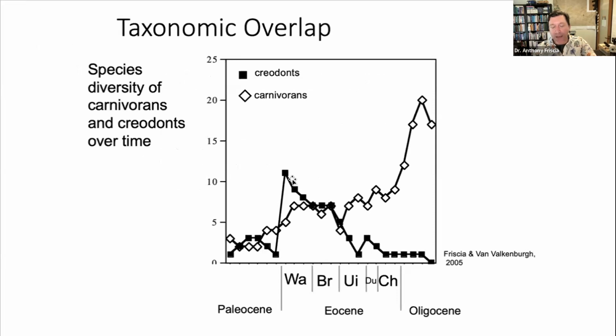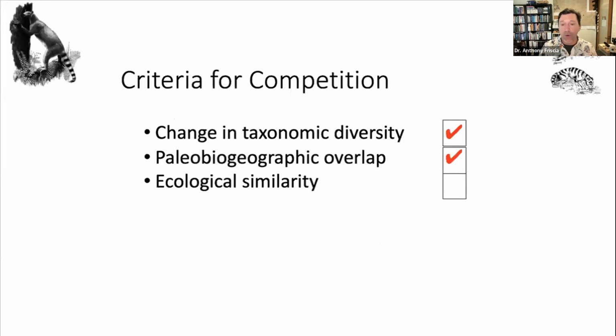This black line here is for the Creodons, and you can see they get diverse, and then they kind of trail off, and by about 20 million years ago, they're all extinct. Okay, and the carnivorans, the ones that are related to modern carnivores, they kind of bounce along at low diversity, but they keep increasing over time, and that increase overlaps with the decrease that we see in this other group. And we know that they live in the same places. So we know that these two criteria for competition have been satisfied.